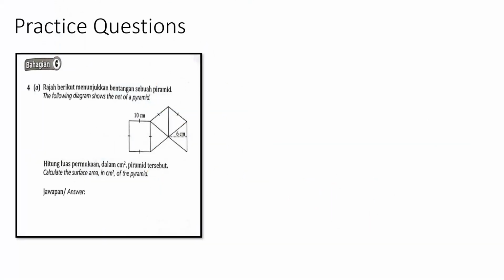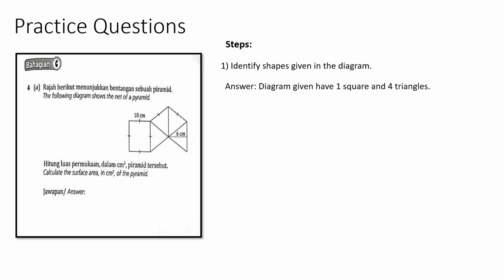The first question over here, they have given a net of a pyramid and then we need to calculate the surface area in centimeter square of the pyramid. Okay, so we look into the step by step on how to solve this problem. The first step will be we need to identify the shapes given in the diagram. So over here the diagram has given one square and four triangles.